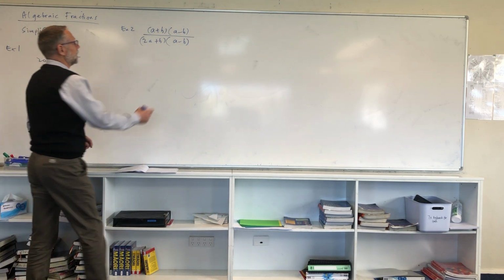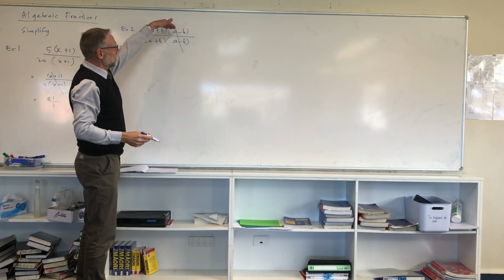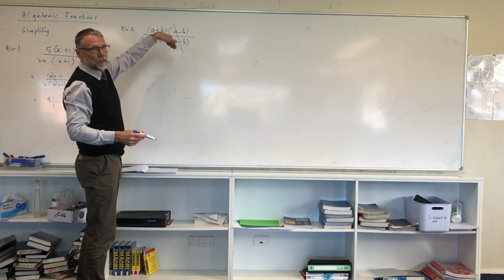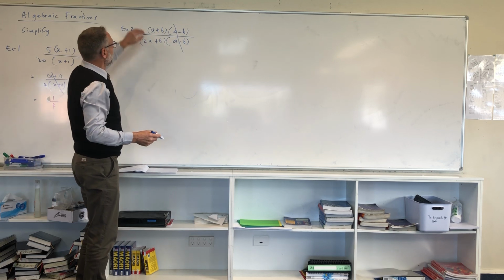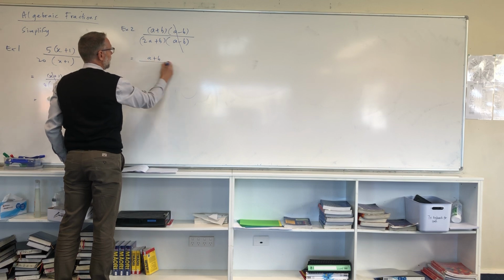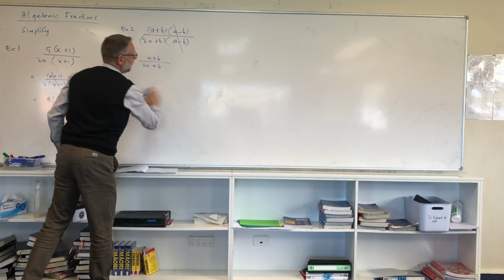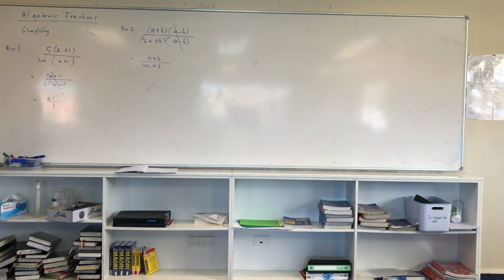But we can see here that I've got an a minus b and an a minus b. That is a little unit by itself, same as this one. So they will cancel, which leaves me with (a plus b) over (2a plus b). Who thinks that I can cancel out that b over the b?